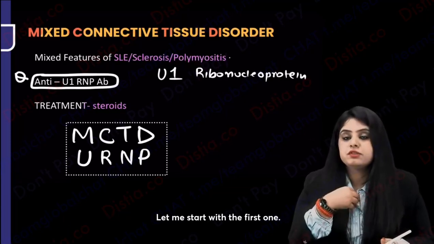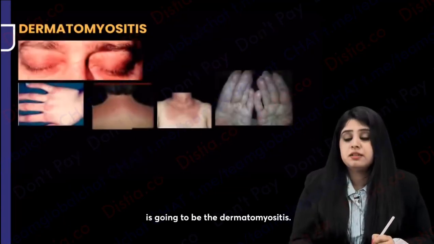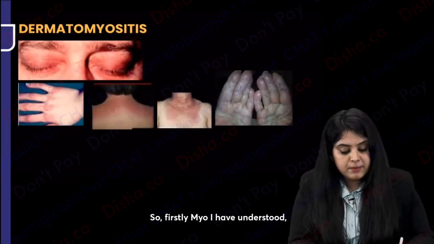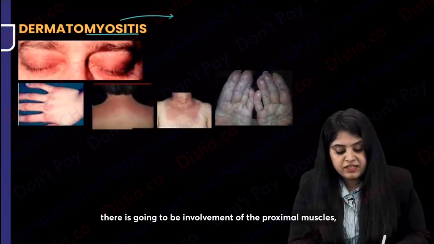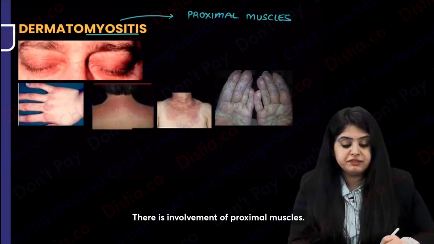Let me start with the first one. The first one that I have over here is going to be the dermatomyositis. So firstly, myo I have understood. There is going to be involvement of the proximal muscles. This much I have understood. There is involvement of the proximal muscles.